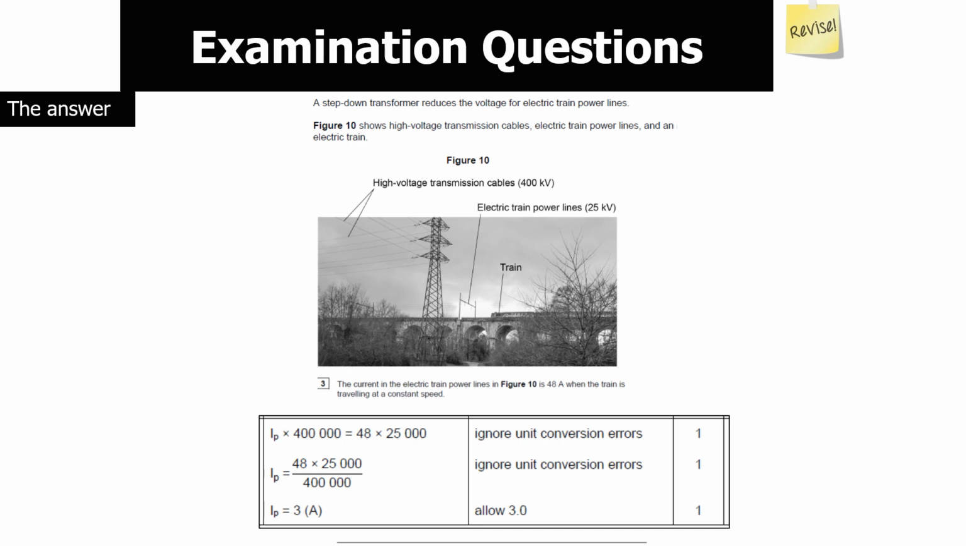Now again, you should see that this makes sense, because in the secondary the potential difference has gone down from 400,000 to 25,000, so it means that the current must be going up, so the value you calculate must be less than 48. So that's a very important idea. It's very important you can read the information in the question, sub it into the calculation and then rearrange.